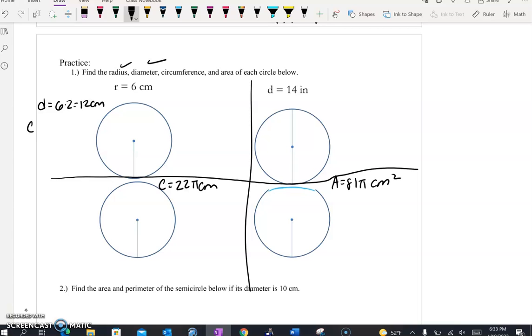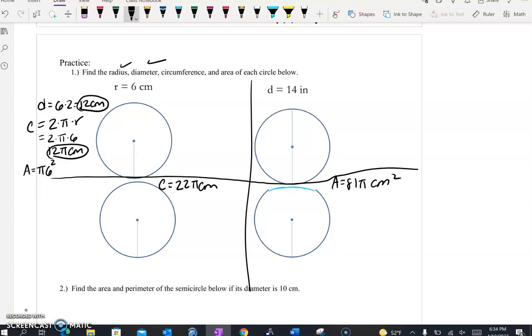We need the circumference, which is 2 times pi times the radius, right? So 2 times pi times the radius of 6, or you could use diameter times pi as well. That'll give you 12 pi centimeters for your circumference. You could do that formula or diameter times pi, remember? And then area is going to be pi times my radius of 6 squared.